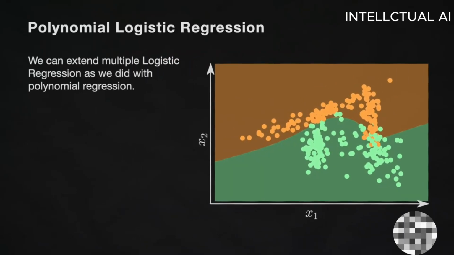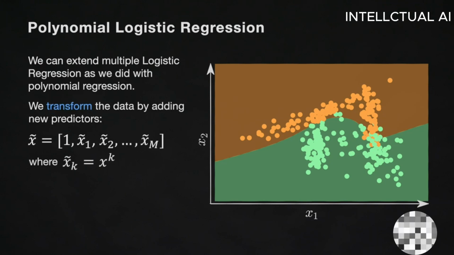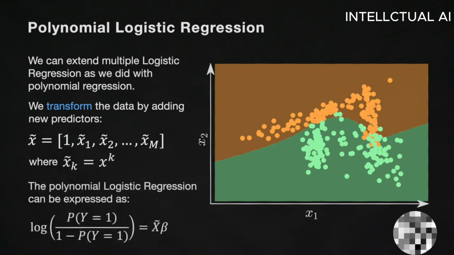We can extend the multiple logistic regression as we did with the polynomial regression. What we did, we transformed the data by adding new predictors, which we call x tilde, and we do the same here. Now x tilde will be 1, x1 tilde, x2 tilde, etc. But now, again as in the linear polynomial regression, any x tilde predictor will represent the polynomial degree. The polynomial logistic regression can be expressed now, again with log odds, as equal to x times beta. Just x now represents any degree of polynomial.